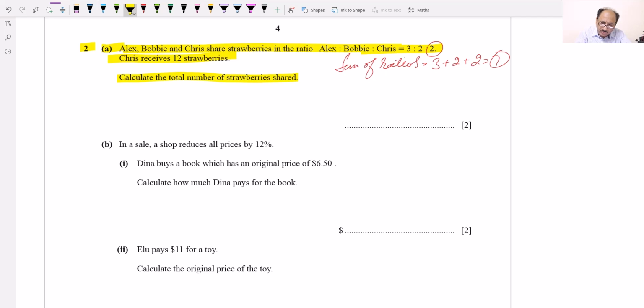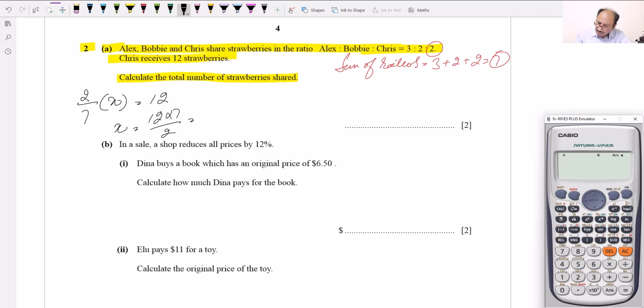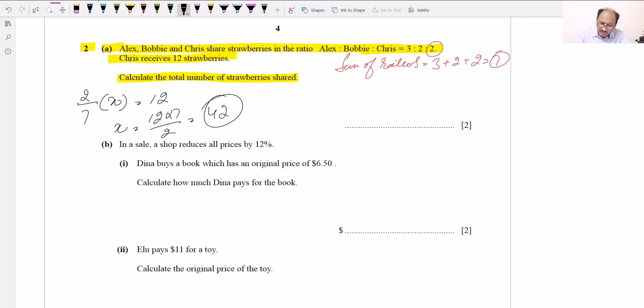So the total number we need to calculate. 2 by 7 is the share of Chris. So 2 by 7 multiplied by x is equal to 12. So we can find the x value: x will be equal to 12 into 7 over 2, which is 12 into 7, 84 basically, divided by 2, which is equal to 42. So 42 will be our final answer, and this is for 2 marks. Hopefully you understood this part.